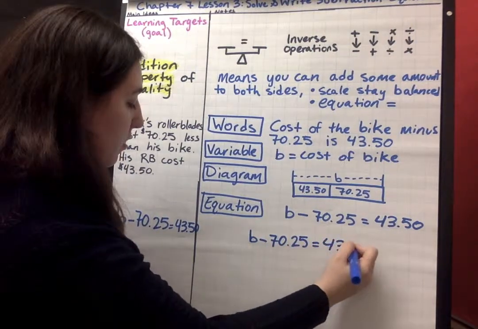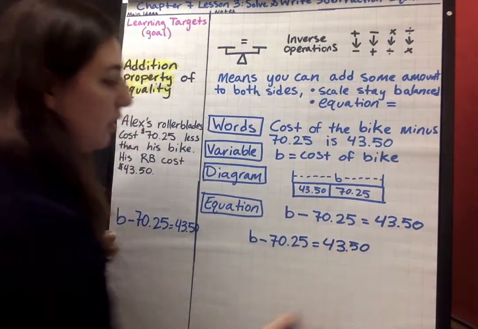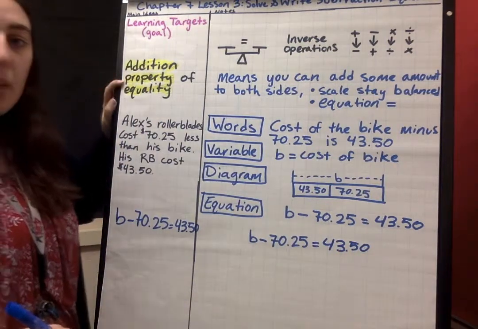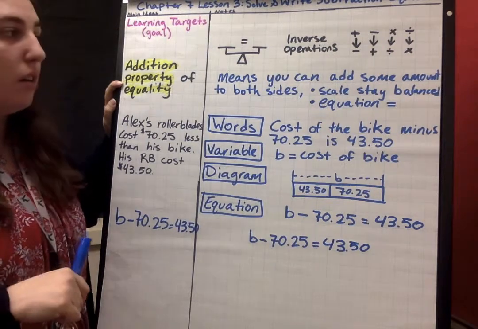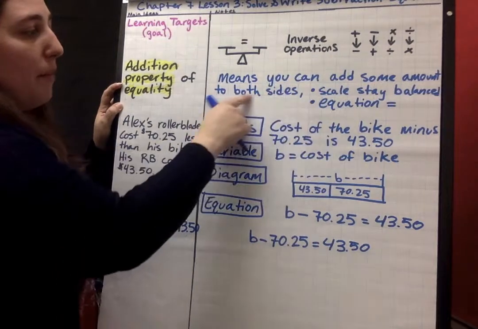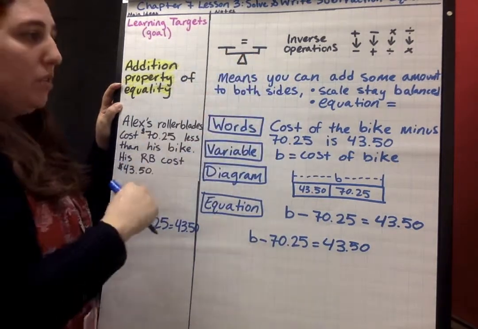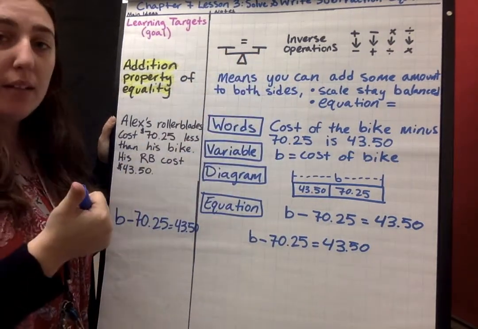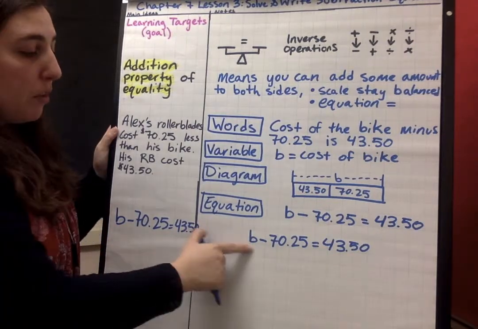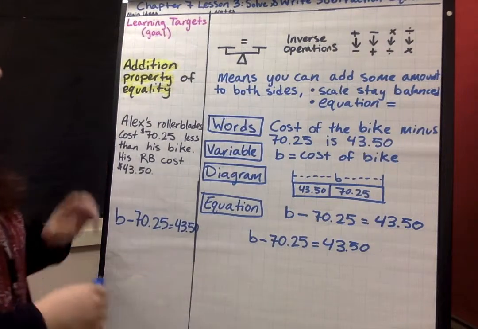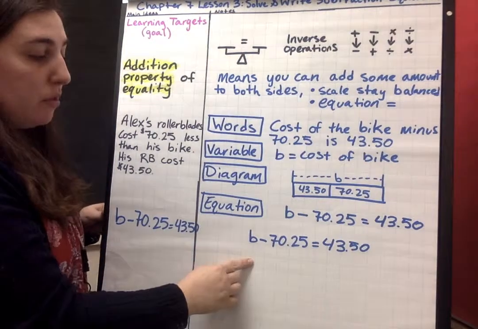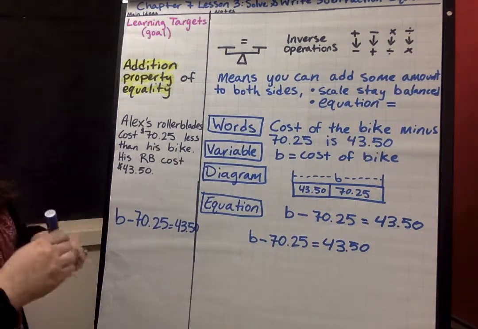And now, this is when I'm going to be using the addition property of equality. This is when I'm going to be using what I learned up here. Okay, so up here I learned that you can add some amount to both sides of an equation and it's still going to stay balanced and the equation is going to stay equal to each other. So I'm going to use that over here. I'm going to add some amount to both sides of the equation.